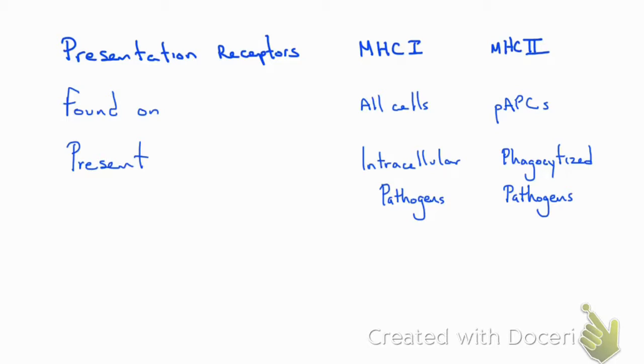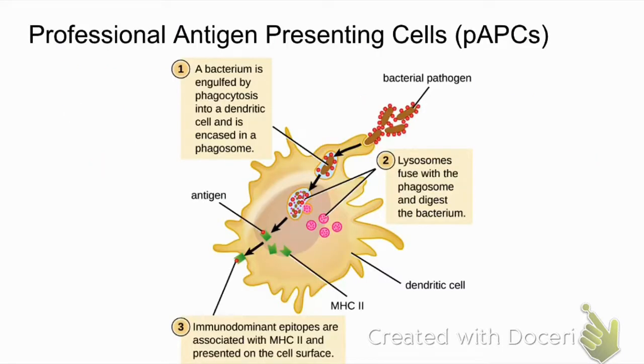Let's now take a look at the details of MHC2 and its presentation. Now, MHC2 will be found on what we call professional antigen presenting cells, and I've already defined that these include macrophages and dendritic cells, which are both part of the innate immune response, and then also B cells. One of the things that these cells all have in common is their ability not only to perform phagocytosis, but then to present parts of a pathogen on their surface on MHC2.